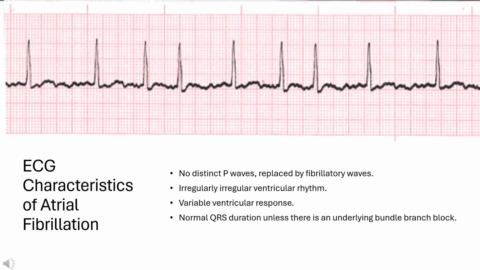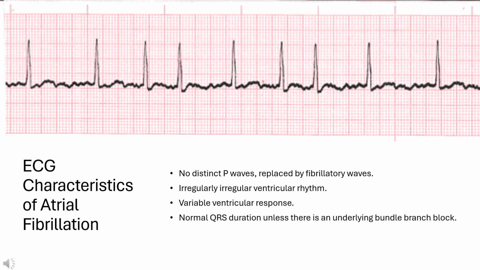One hallmark of atrial fibrillation is the irregularly irregular rhythm of the ventricular response. Unlike a normal rhythm where the R to R intervals, the time between successive QRS complexes, are consistent, in AFib, these intervals are irregular and unpredictable. This irregularity is due to the erratic firing of electrical impulses in the atria, leading to inconsistent conduction through the AV node to the ventricles.